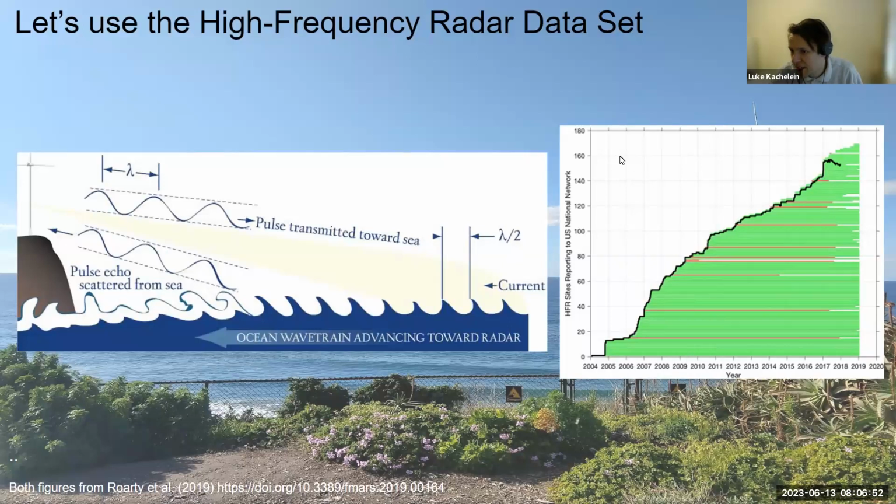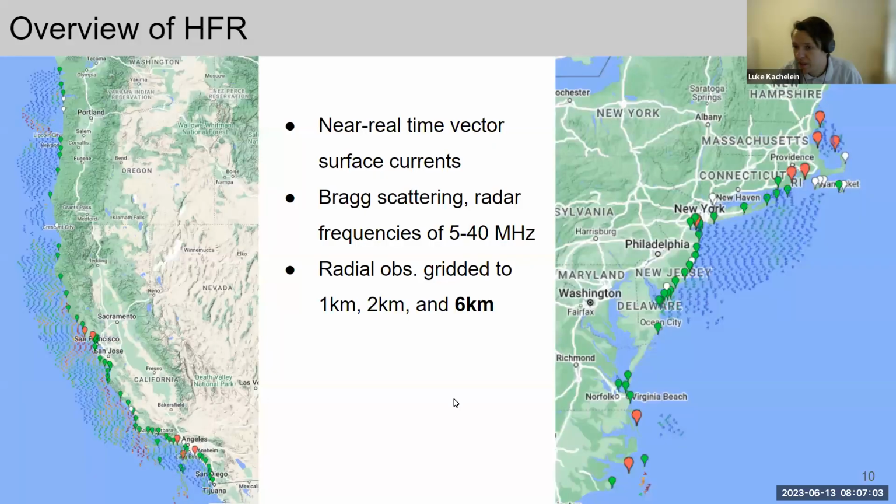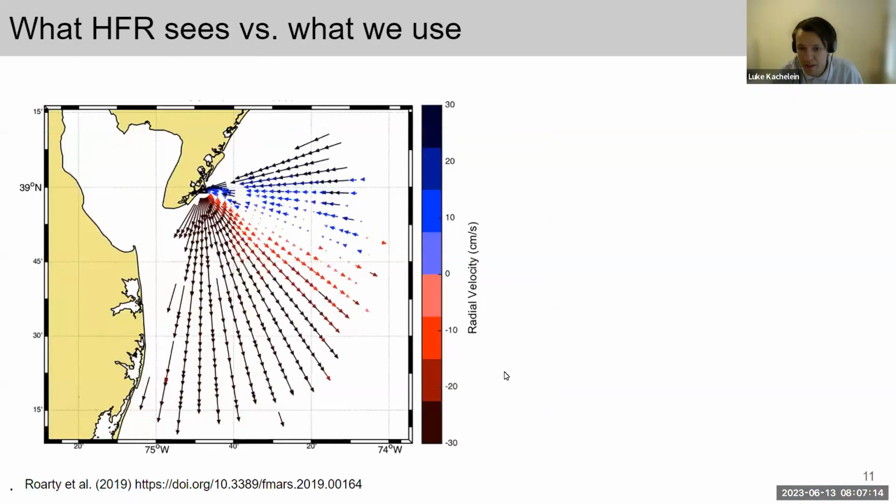And when you have, say, 160, then you can really get a rich picture. So this is the growth of the network over the course of the last 18, 20 years. It provides near real-time vector surface currents, which are then gridded to a nice little Cartesian grid that is much easier for us to start analyzing. And just to compare, this is what one antenna sees.